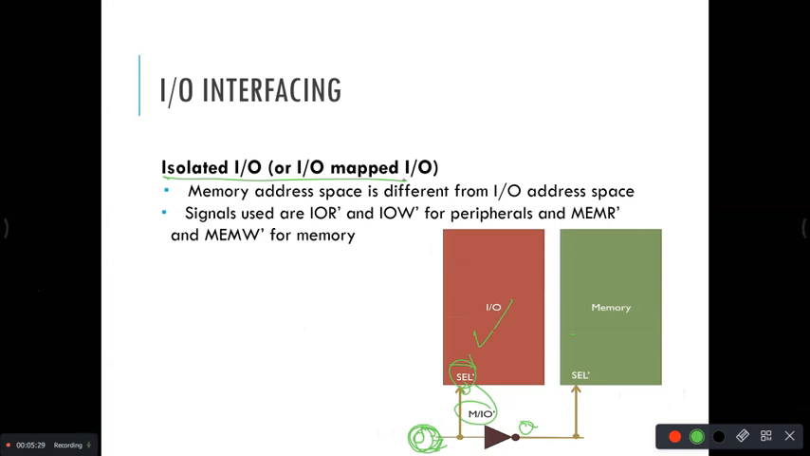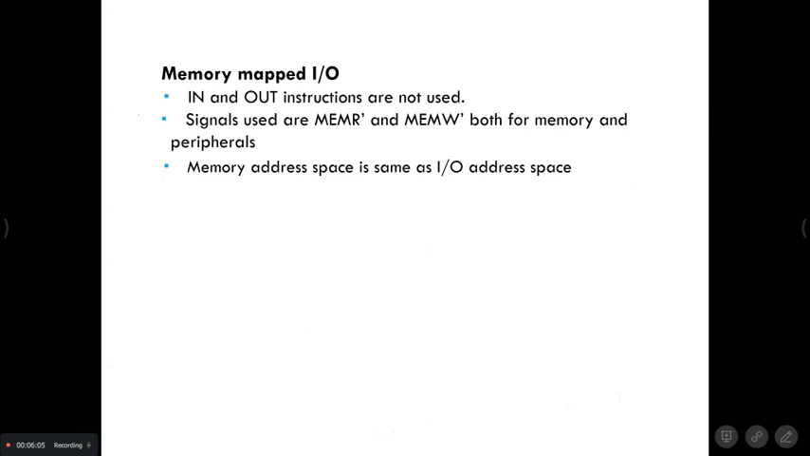Hope you know why I am telling this. This is I/O interfacing. We are interfacing input-output devices to the microprocessor, and there are two ways to establish the connection. One is I/O mapped, or isolated I/O. Another type is memory mapped, which is through memory. I gave you an example during my last class. The other one is memory mapped I/O.